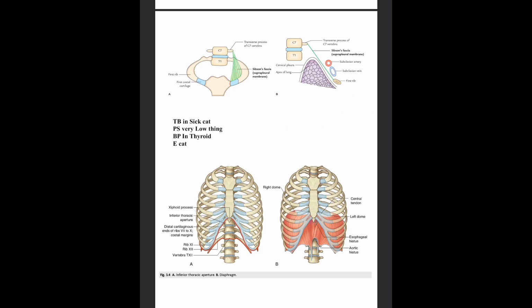The other structures that pass through the thoracic inlet, for that I created a mnemonic: ECAT, electronic cat. E stands for esophagus. C stands for right and left domes of cervical pleura, and A stands for apices of right and left lung, and T stands for trachea.